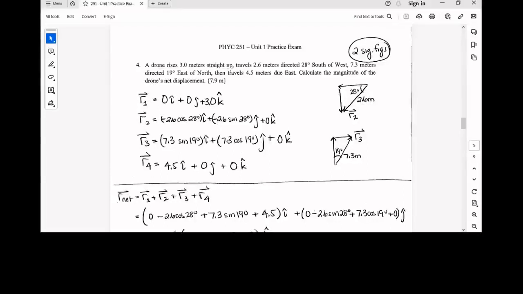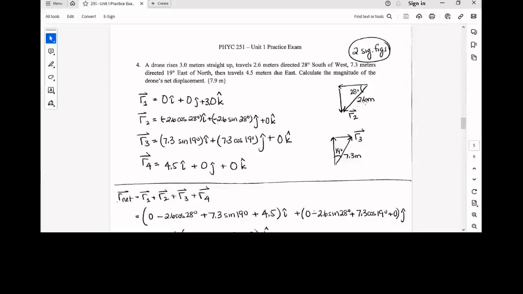So since we're talking about cardinal directions in addition to motion straight up, I know this 3.0 meters is going to be expressed along the positive z-axis. So that is in the k hat direction. Nothing is happening in the i hat or j hat direction. For maneuver 2, 2.6 meters directed 28 degrees south of west, I've drawn that vector here, where I start by just pointing west and then sweeping down 28 degrees south. And this hypotenuse is 2.6 meters.